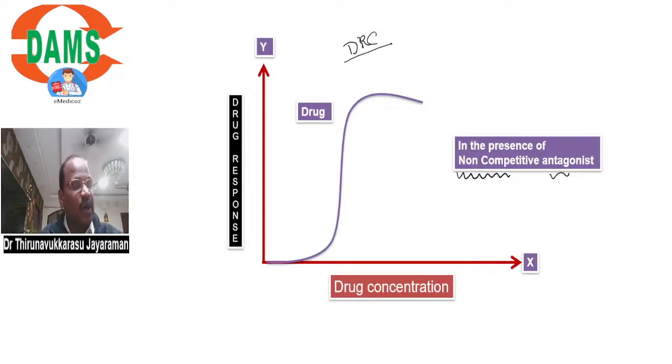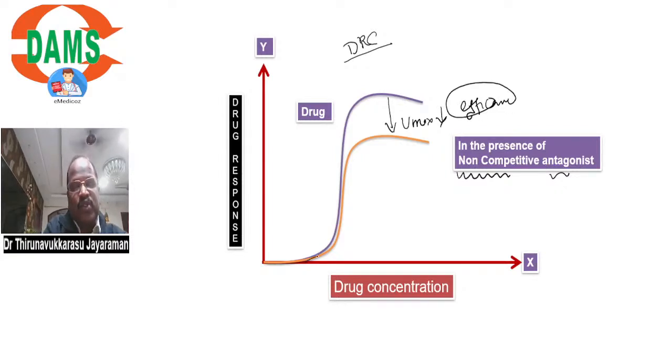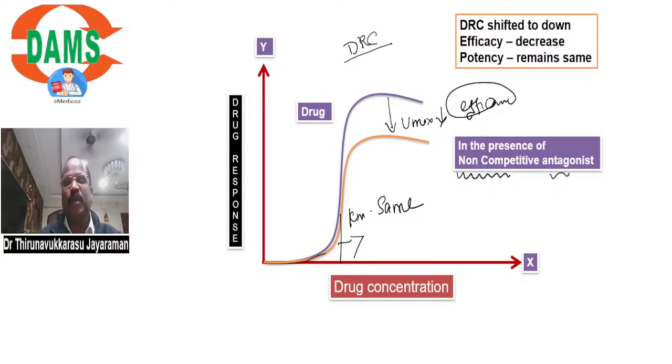In the presence of non-competitive antagonism, the curve will be shifted down. That means Vmax is decreased. That is, efficacy gets decreased. Whereas the curve is not moving anywhere, that means Km is same. So Km same, efficacy decrease means that's called non-competitive. So in non-competitive antagonism, the DRC shifted down, where efficacy decreases, potency remains same.